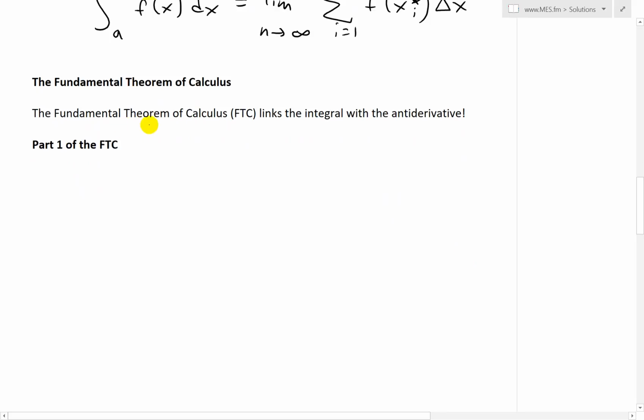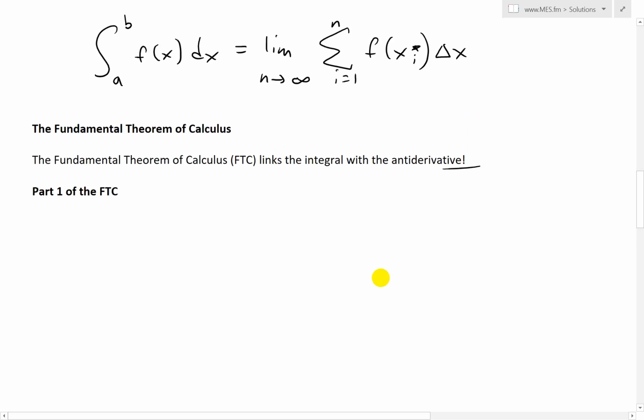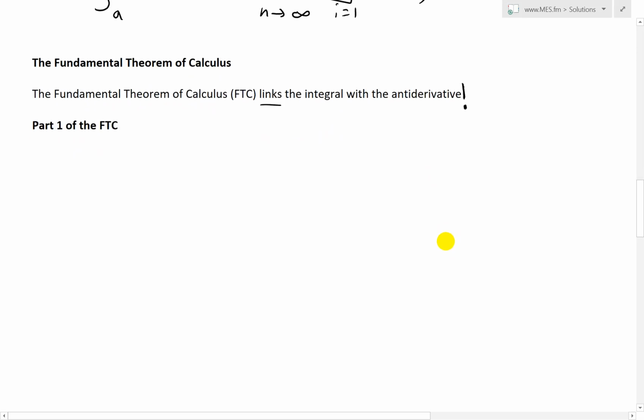So the Fundamental Theorem of Calculus, or FTC for short, links the integral with the antiderivative, and I can't emphasize this exclamation mark more, because this is a very, very important theorem. I'll make my own exclamation mark like that. So it links those together. And let's recap, there are two parts of it.